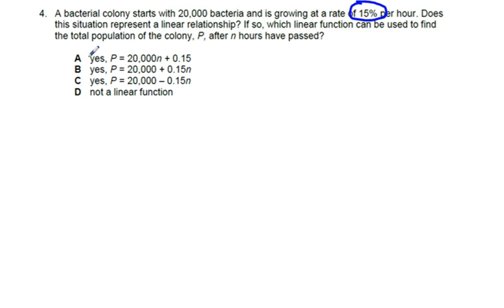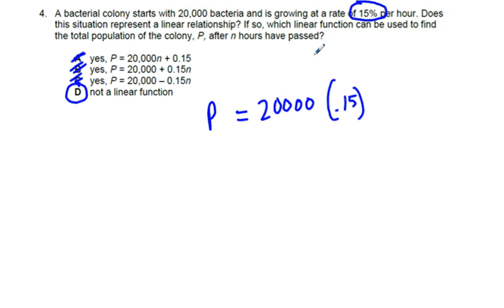So basically, my understanding based on that is, boom, it's just flat out not going to be a linear function based on the definition. What is it going to be? What is the equation going to be? It's going to be 20,000 times 0.15, 15% per hour, to the power of n hours, right? Population P depends on after n hours, so n can go up here, and that's what the thing's going to look like.